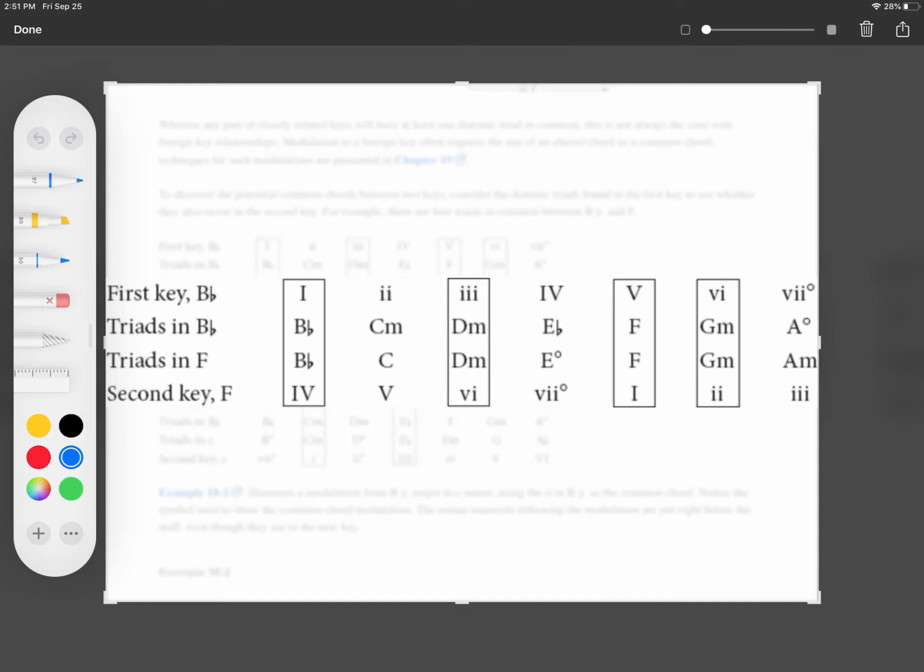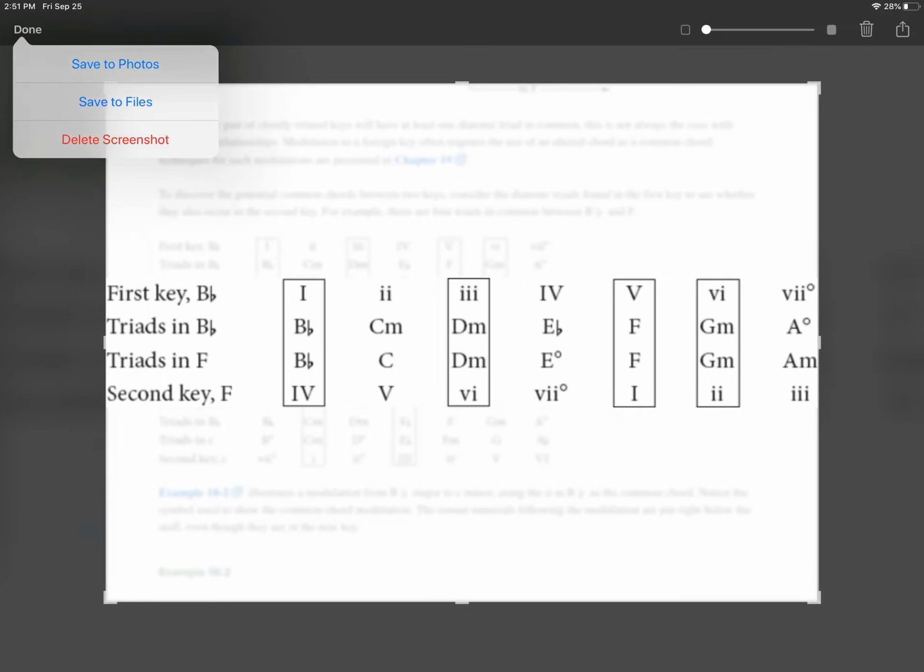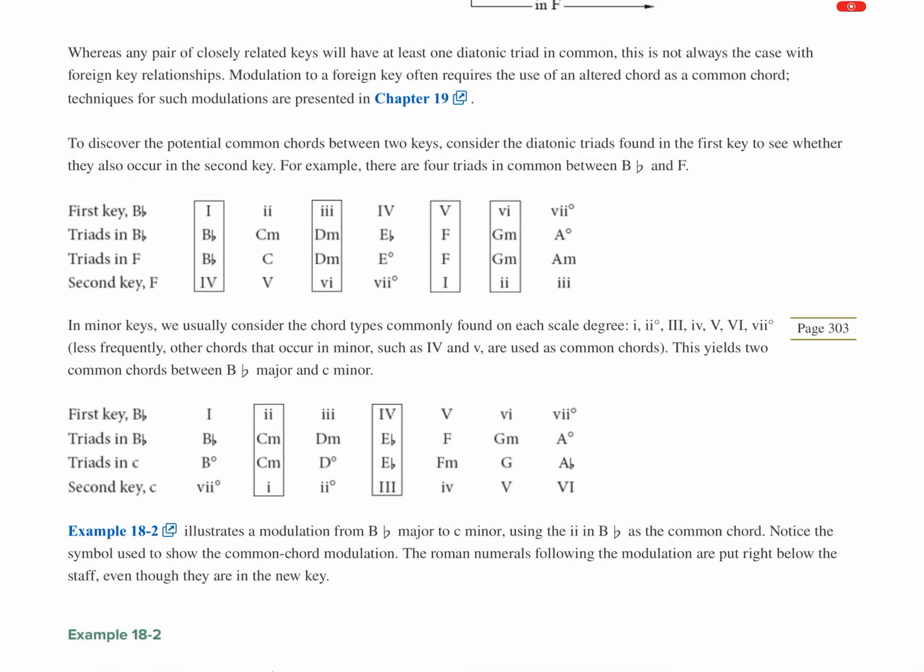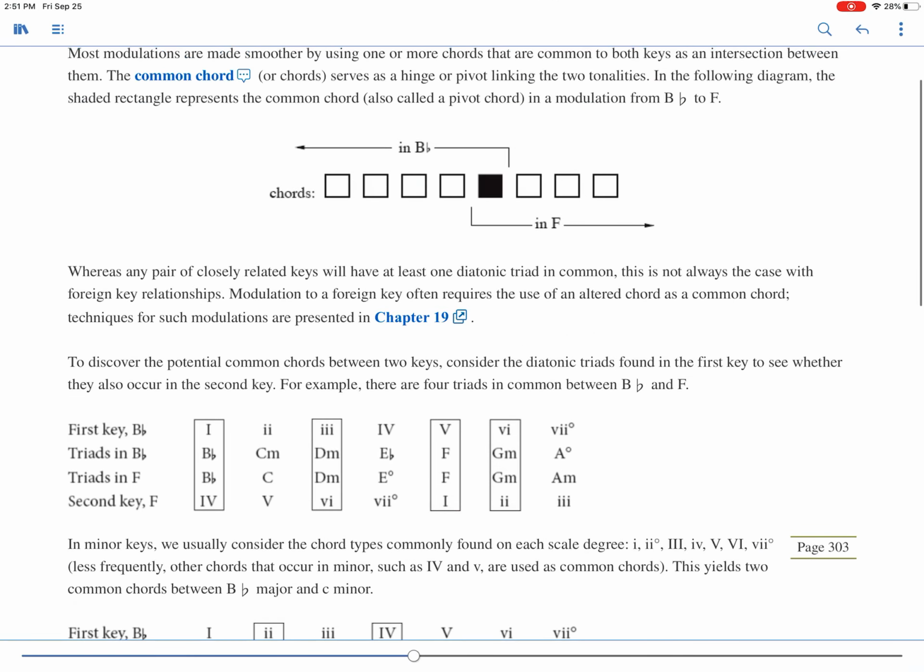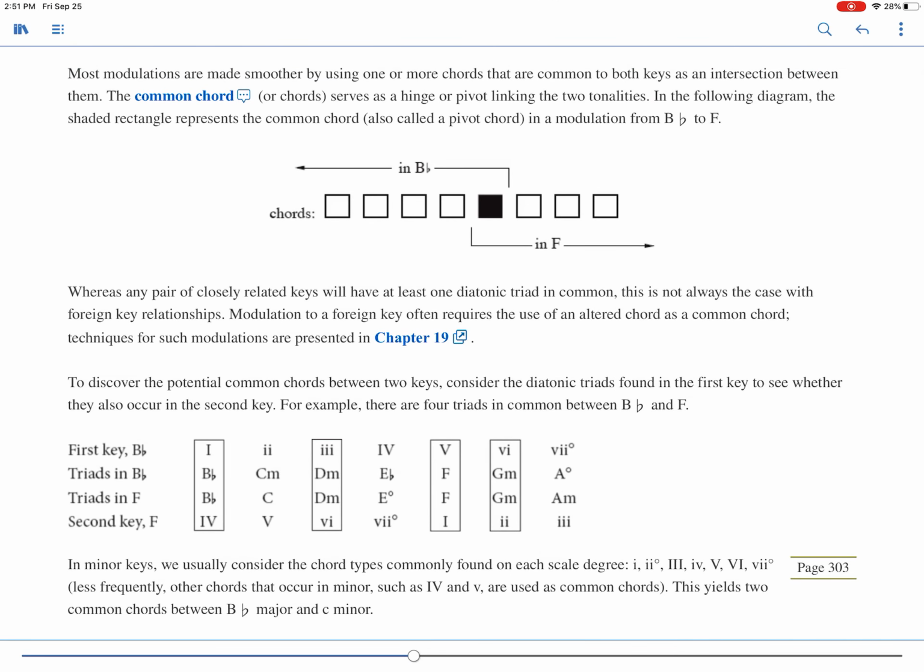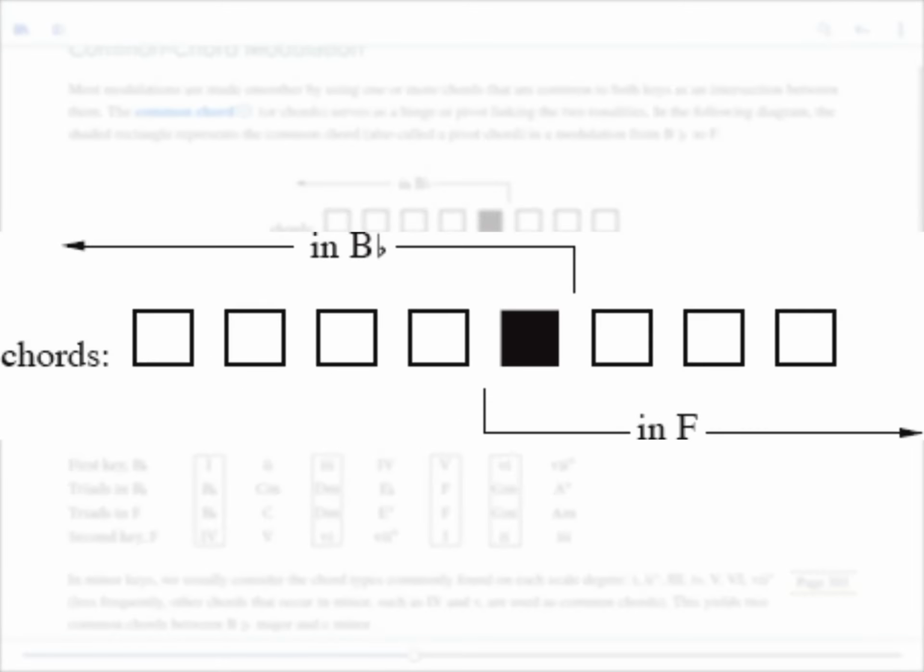In B flat major, a B flat major chord is 1, and in F major it's 4. We also share the D minor chord, 3 in B flat, 6 in F. We share a 5 chord in B flat that's also a 1 chord in F, right? So you can see all the commonalities between. This gives the composer options and some avenues for smoothly transitioning into a new key. And this is kind of how it will look.